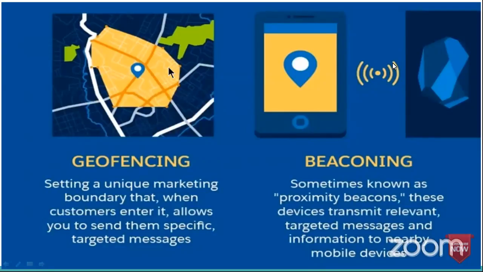And beaconing, sometimes known as proximity beacons. We call them proximity beacons. These devices transmit relevant targeted messages and information to nearby mobile devices. Of course, these beacons would be set up at the home. The realtor would carry a beacon, either a pocket beacon or a keychain beacon. We have a 1,000-meter beacon, and we're going to go over those exactly in a minute. But those beacons are there to transmit any information. Maybe they want to transmit out a YouTube virtual tour or a website that's got a virtual tour on it. They're able to do that directly from the beacon.